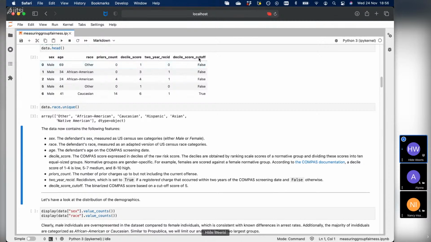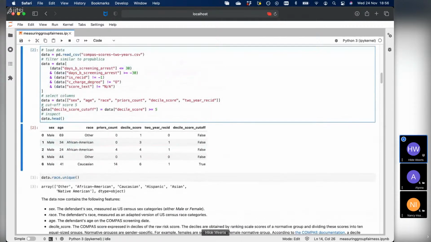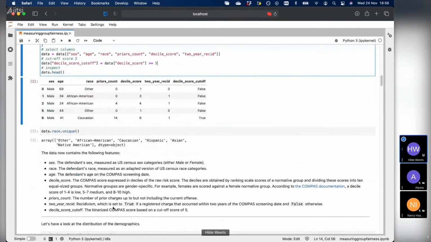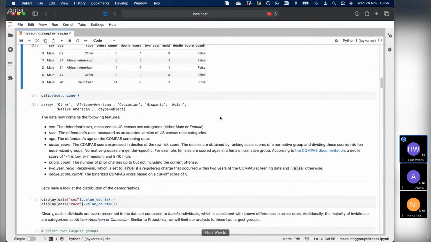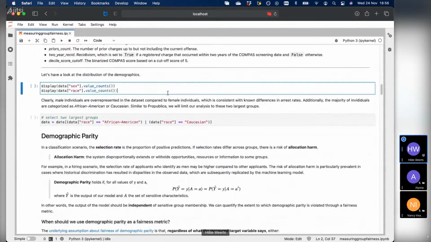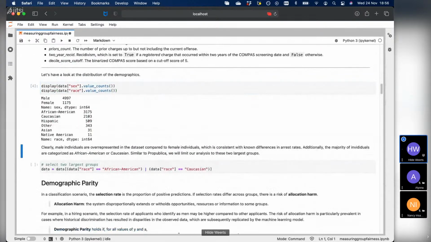And then we have this little column over here. So that's just generated here. And all we do here is just binarize the decile score based on what we've seen here. So everybody who's medium or high is considered as a true, and all the other ones are considered as false.